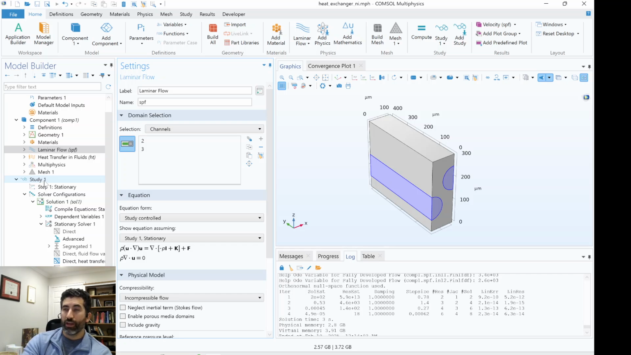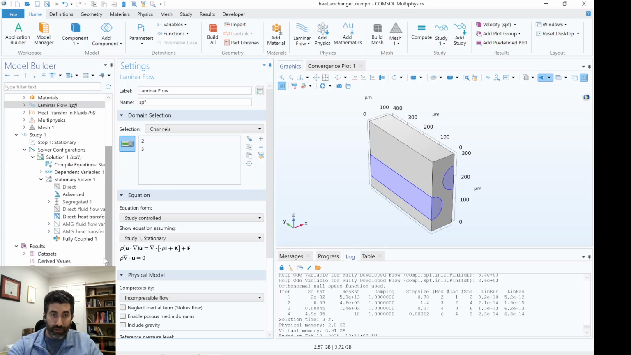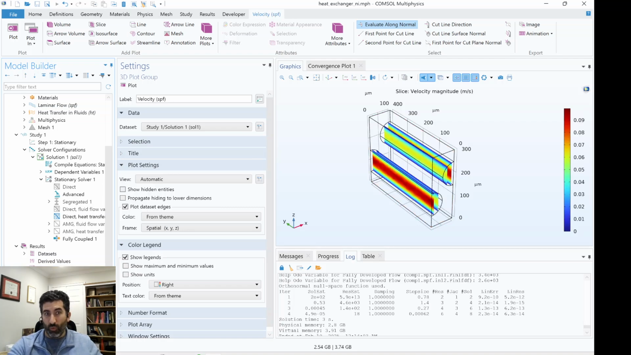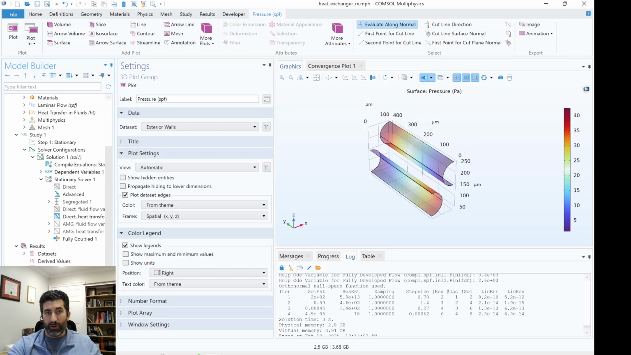The final thing that I wanted to talk about today is something called variable scaling. Okay, scaling happens and is important when different physics are represented by field variables with different orders of magnitude. So in this particular case, we have the benefit of having a solution. If we look at the temperature, we see the temperature is about 300. We see that the velocity profile is about 0.1 meters per second, and the pressure is about 40.